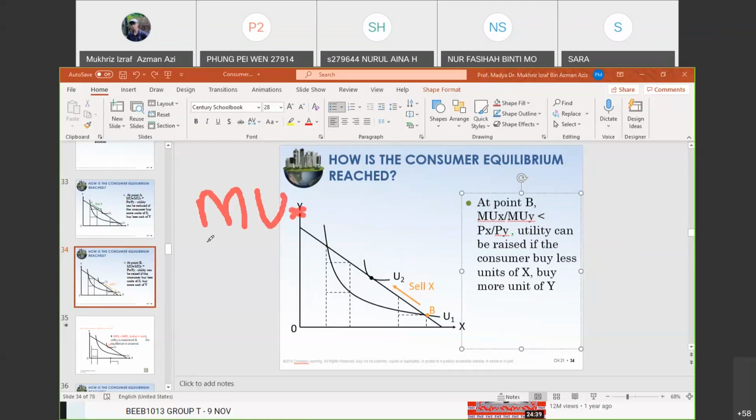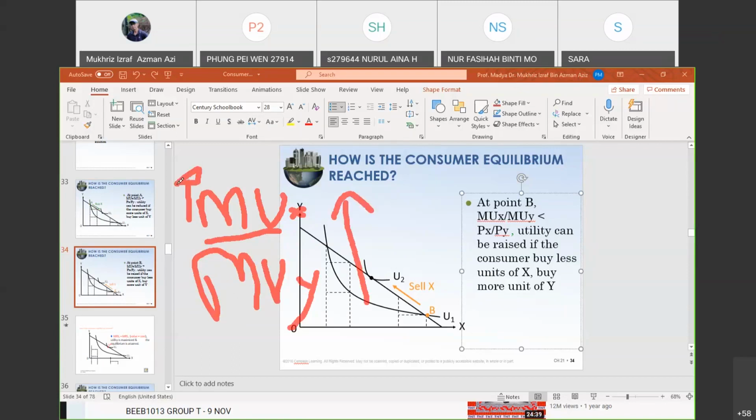You don't need to have a degree to understand this concept, okay? So if you want to increase this ratio, what you need to do is to increase this value, MUX, or you can also reduce the denominator. You can increase the numerator, or you can reduce the denominator. That will increase this ratio value. So how to increase MUX? By consuming less of X. Okay, we agree that by consuming less, you will increase your MU.